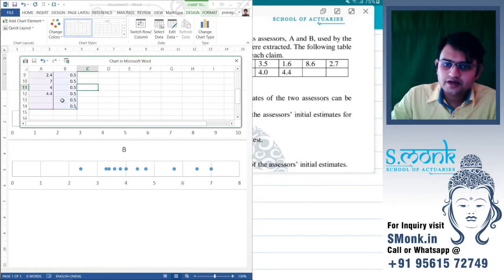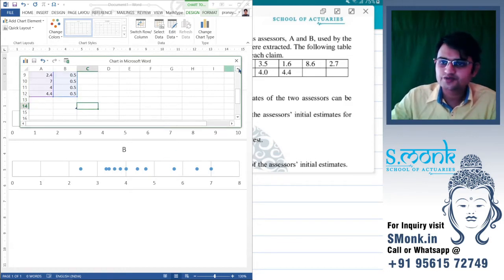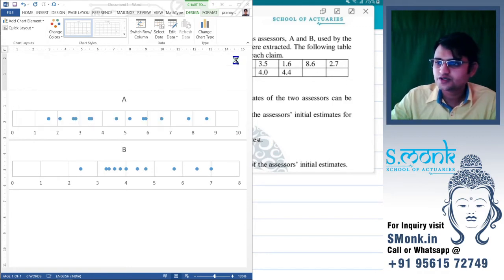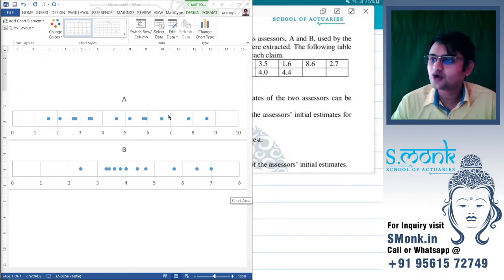We have two values fewer, so I will just delete these and bring it up here. So this becomes my B data. I'll close this. This is how I would make a dot plot if ever asked in the examination, which I do not think they would, but this is how I would make the dot plot.